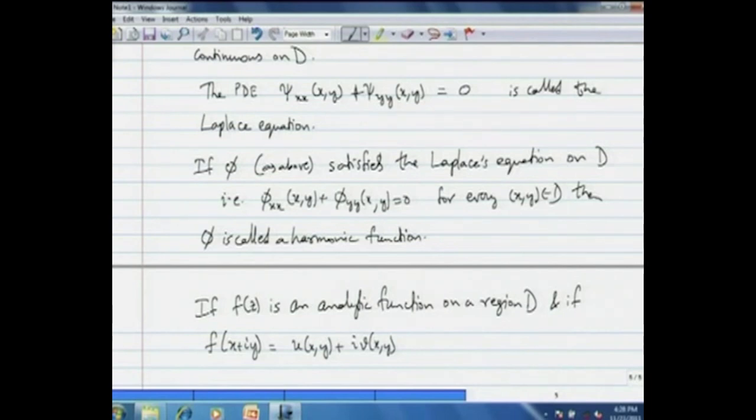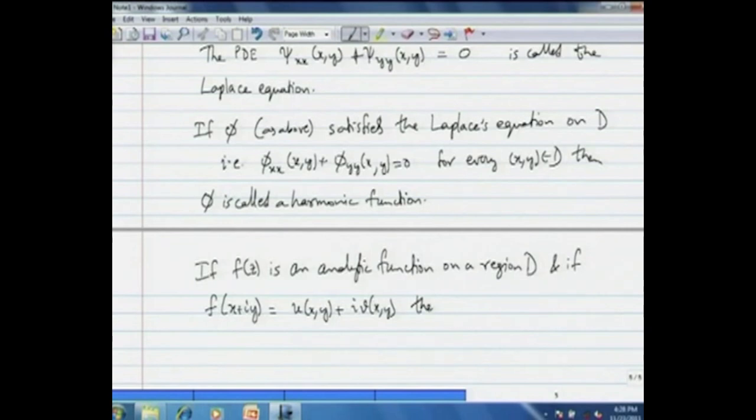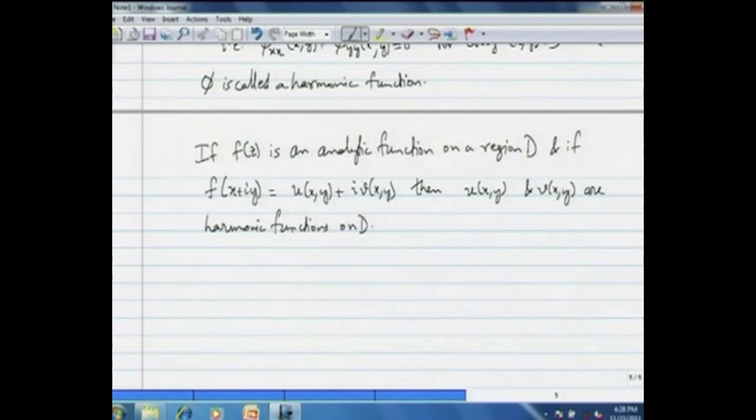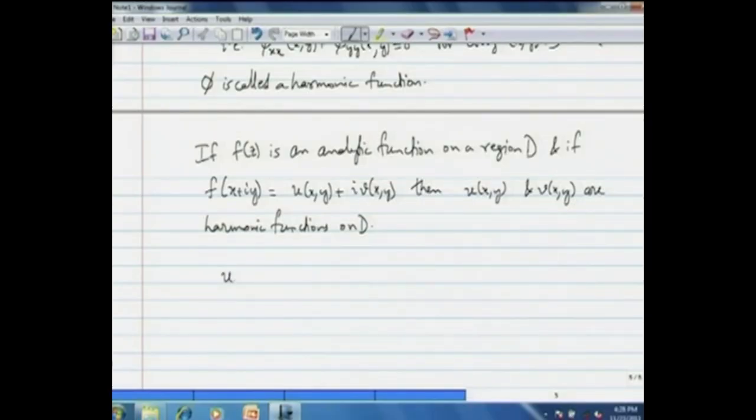So I am capturing the real and the imaginary parts of this function. Then u of (x, y) and v of (x, y) are harmonic functions on D. Let us see why this is, due to the Cauchy-Riemann equations. So f is differentiable, so f is of course continuous, and so it follows that u and v are continuous, and u x is v y, and v x is minus u y.